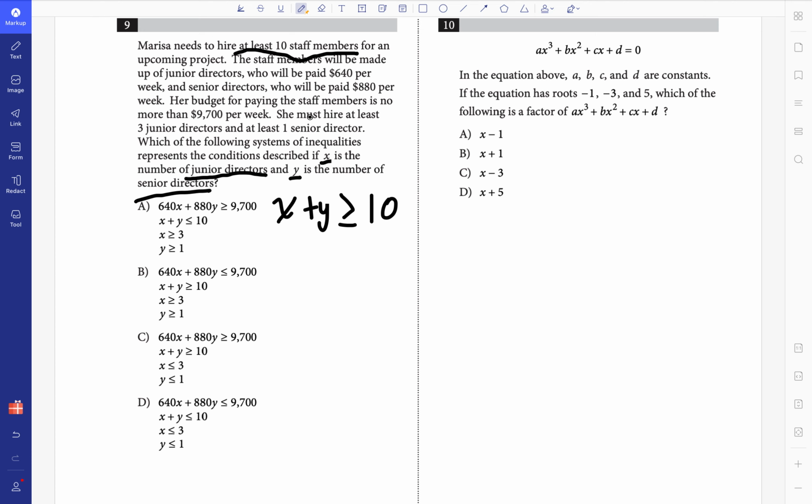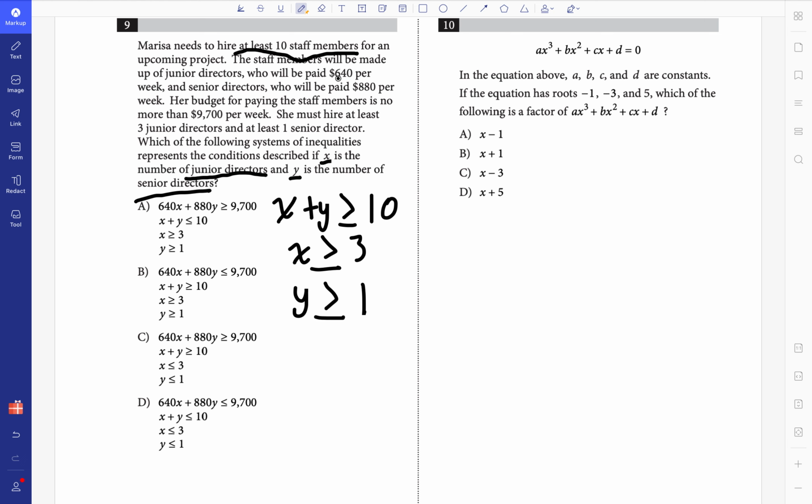What else do we know? We know that she must hire at least 3 junior directors. And we know that x is the number of junior directors, so x has to be greater than or equal to 3. We know she has to hire at least 1 senior director, so y is greater than or equal to 1. So I just want to write out what I know is the correct answer, and then I'll cross-examine here.